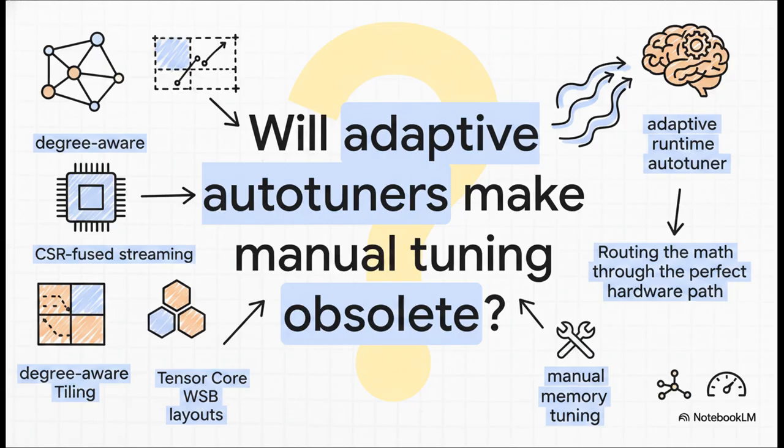Imagine a system that automatically analyzes your graph's density and degree skew on the fly, and then instantly routes the math through the perfect hardware path. That is the future of GNN acceleration.